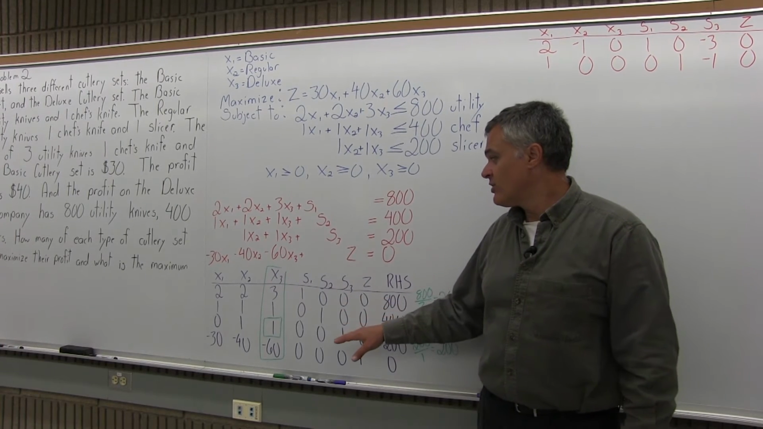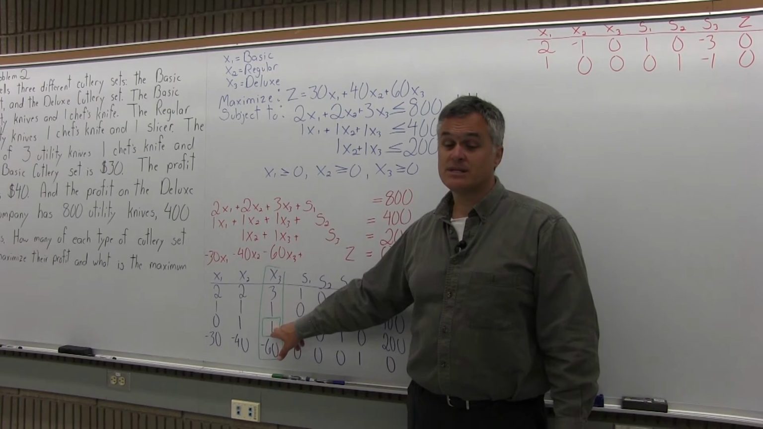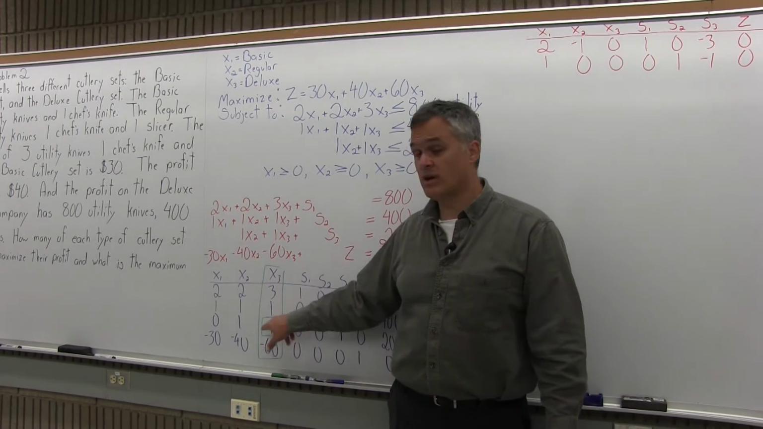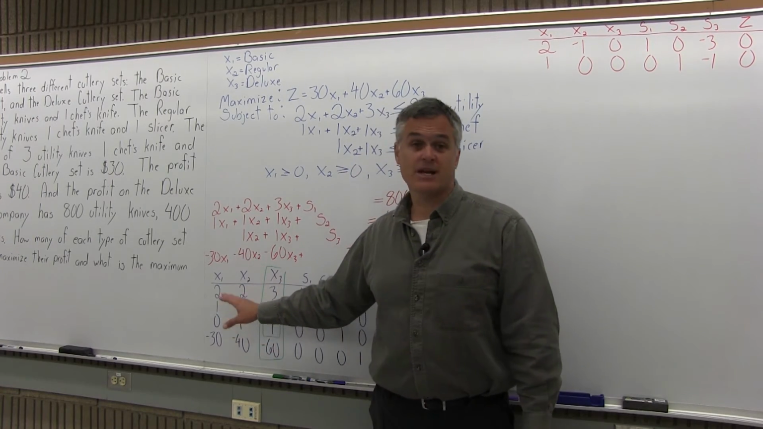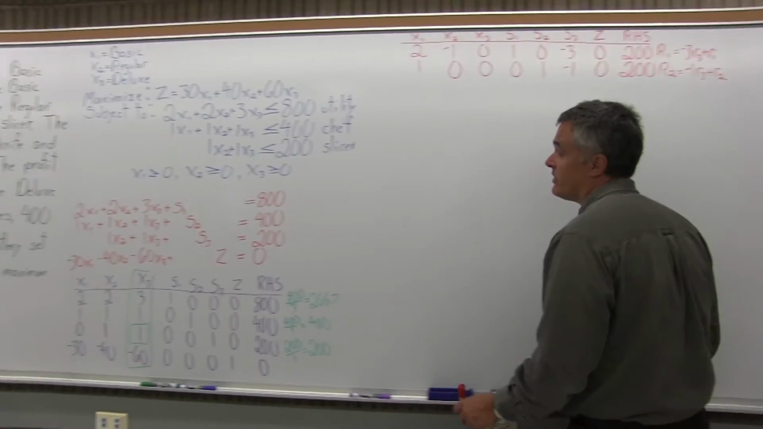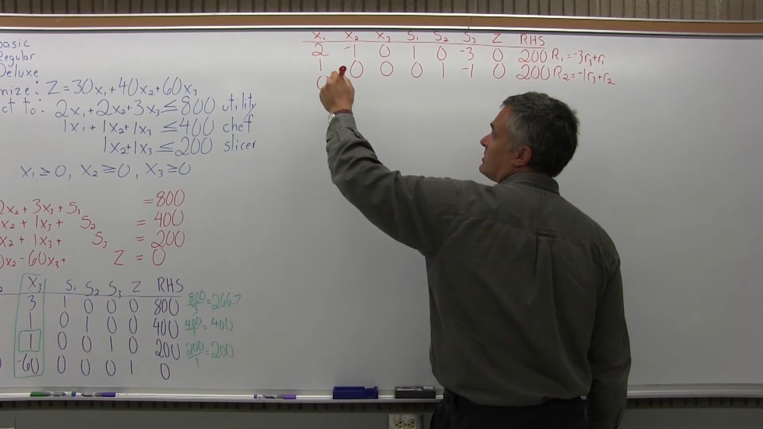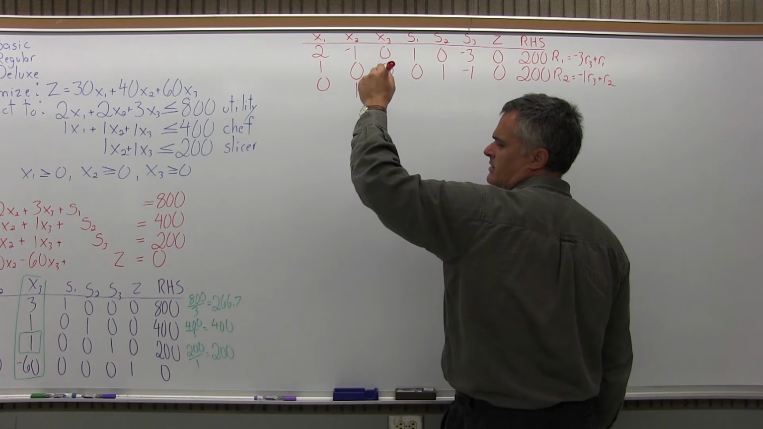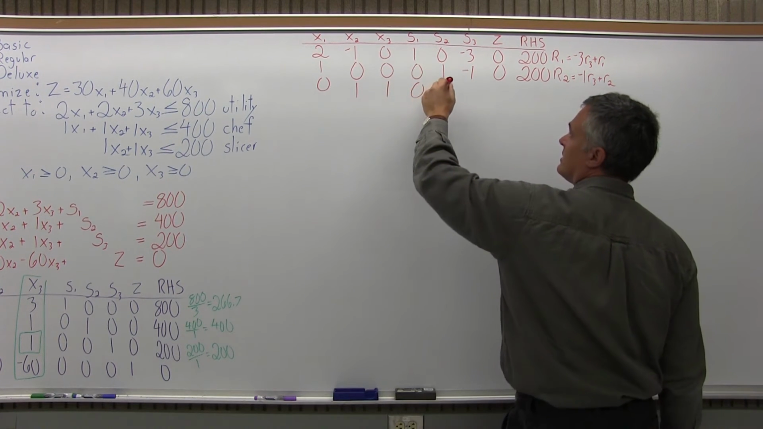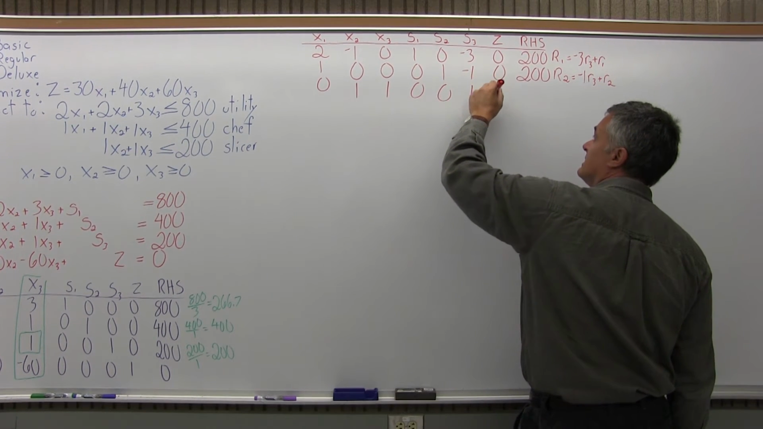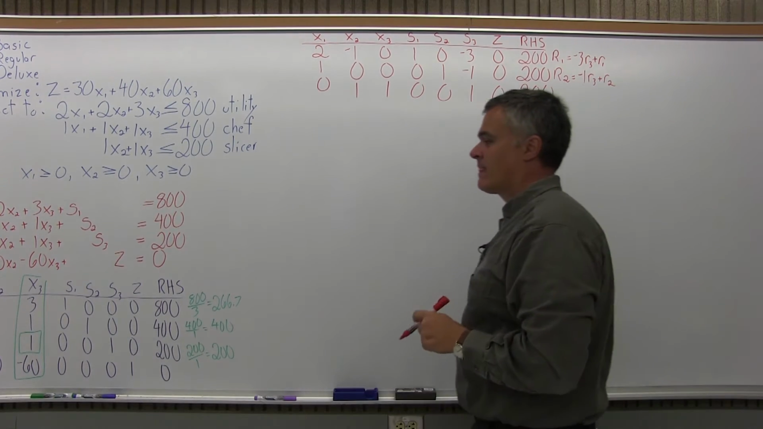Now going down to the third row in my x3 column that I'm pivoting, I have a 1, and I want it to stay a 1. So I'm not going to change row 3 at all. So for the next tableau, row 3 is going to be exactly the same as row 3 in the previous tableau. So in x1 it'll stay 0, in x2 it'll stay 1, x3 it stays 1, s1 it stays 0, s2 stays 0, s3 stays 1, z stays 0, and right hand side stays 200.